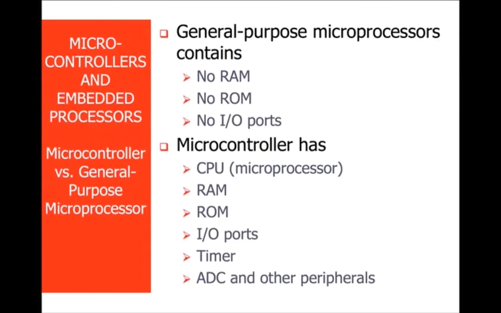Microcontrollers and embedded processors. A general-purpose microprocessor contains no RAM, no ROM, no I/O ports. On the other hand, a microcontroller has a CPU, which is the microprocessor itself, RAM, ROM, I/O ports, timer, ADC, and other peripherals.